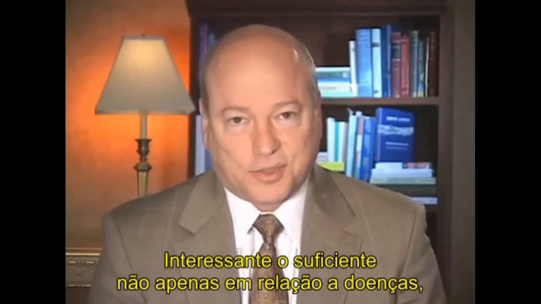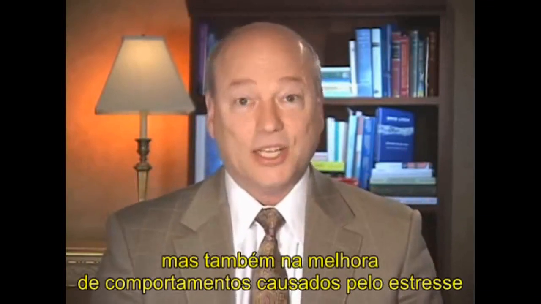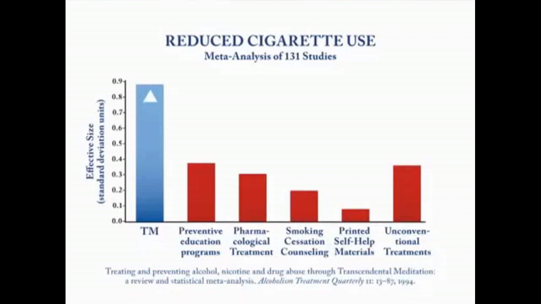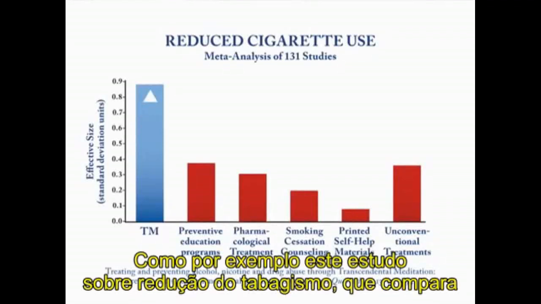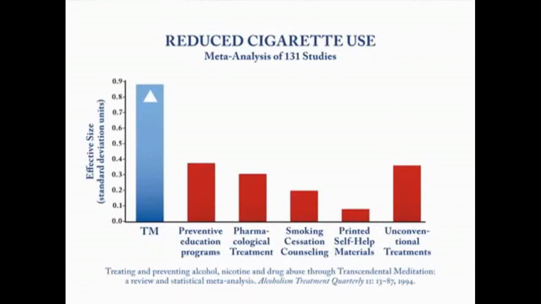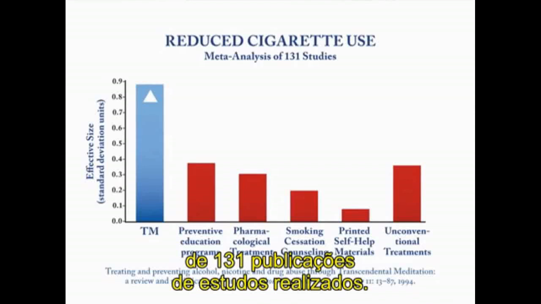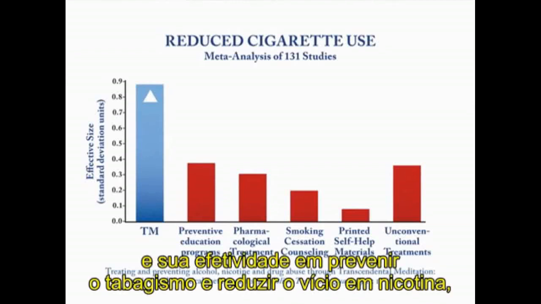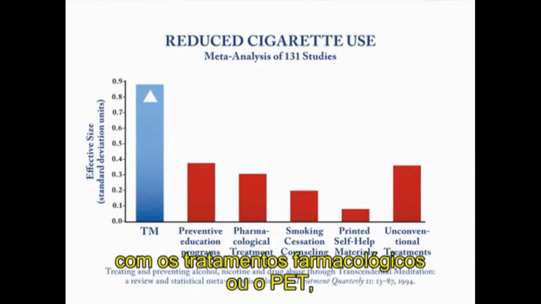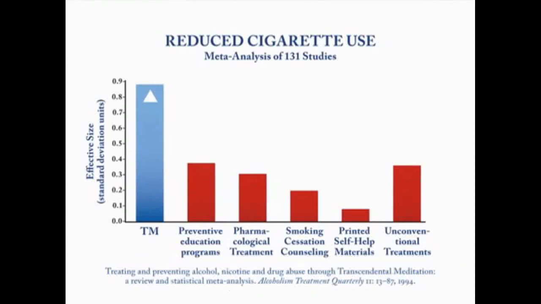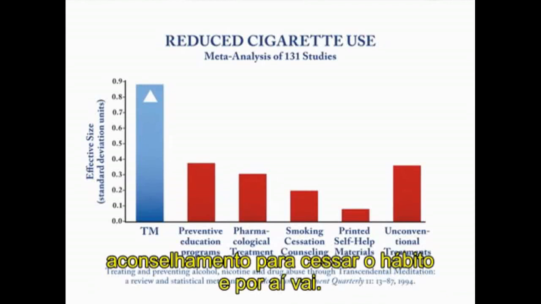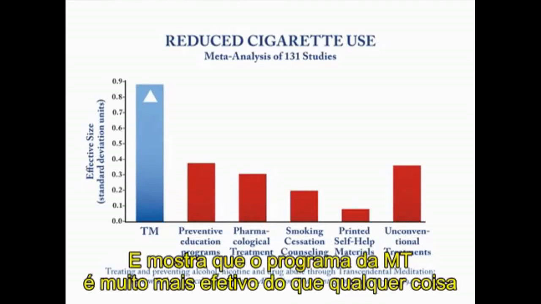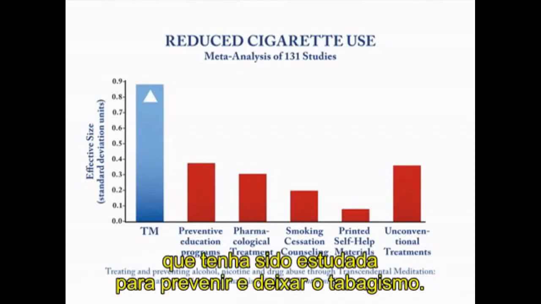Interestingly enough, not just stress-related disease, but stress-driven behaviors improve as a result of transcendental meditation. For example, this study on smoking cessation compares the relative effectiveness of different approaches. This is again a major study, a so-called meta-analysis of 131 previously published studies. And it compares transcendental meditation on the left and its effectiveness at preventing smoking and reducing nicotine addiction to things like the patch or pharmacological approaches, preventive education approaches, smoking cessation counseling, and so forth, and shows that the TM program is far more effective than anything else that has ever been studied at preventing smoking and quitting smoking.